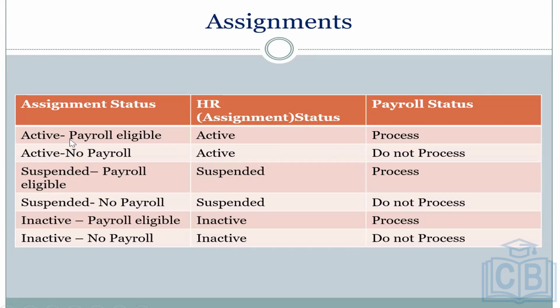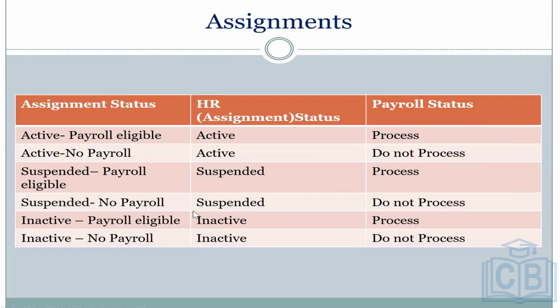When the assignment status is active, payroll will be active. If the assignment status is inactive, no payroll. No payroll means what? Suppose a person is active but he's on bench, he's not working, so payroll will not be processing. The assignment status is active, that means he's still working. But suppose he's on bench, in that case, do not process. Suspended, payroll eligible, process. Suspended, no payroll, do not process.